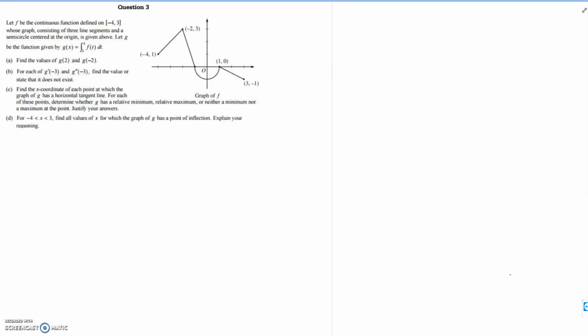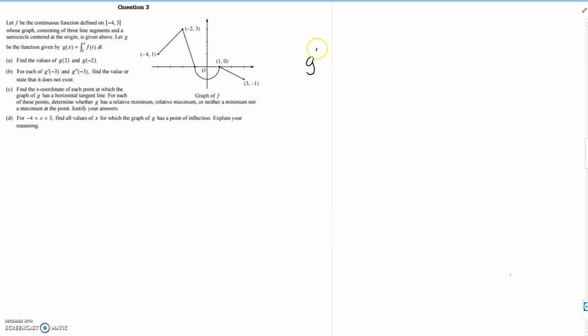This is a graphical analysis type question, also a function defined as an integral type question. With a function defined as an integral type question, one of the first things we should do is set up the relationships between g and f and their derivatives. This is also a non-calculator question. So g of x is equal to the integral of f from 1 to x.